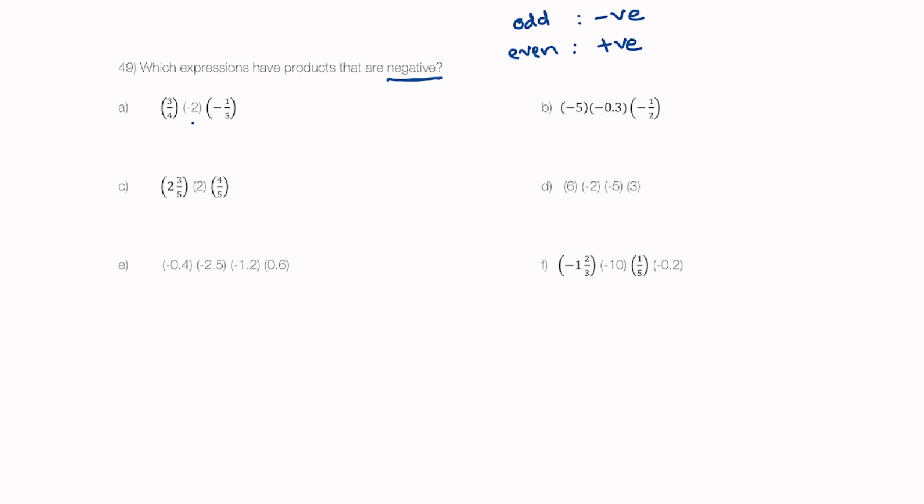So let's count. 1 and 2, even, so this is not there. 1, 2, 3, odd, so this will be there. No negative sign, so this is not there. Here, 1, 2, even, so no. And here, 1, 2, 3, odd, so it will be there. 1, 2, 3, odd, so this will be there. So which expressions? It's B, E, and F. That's it.